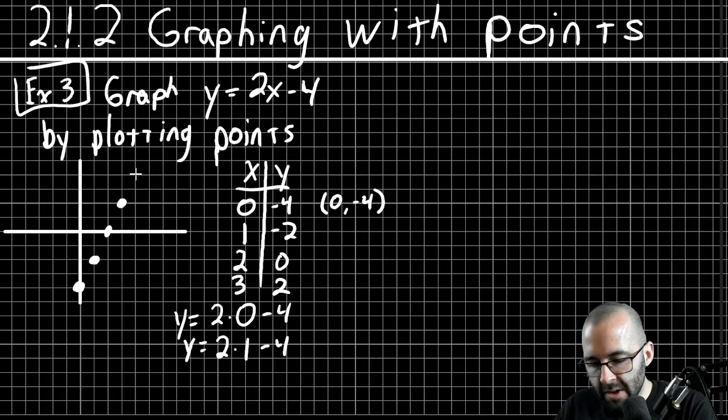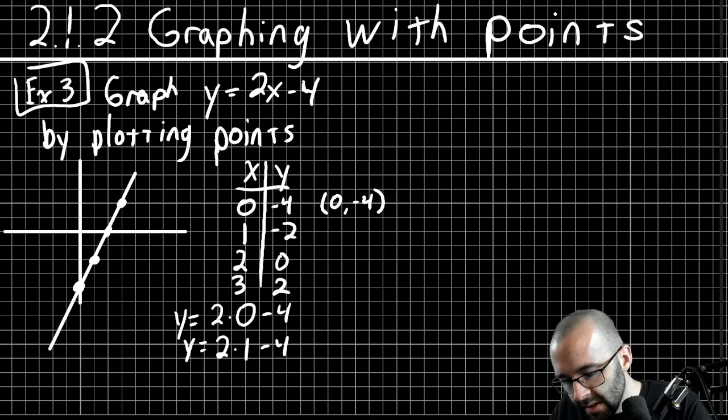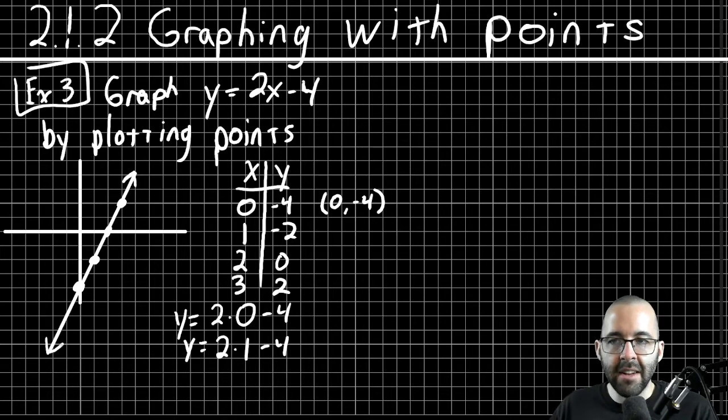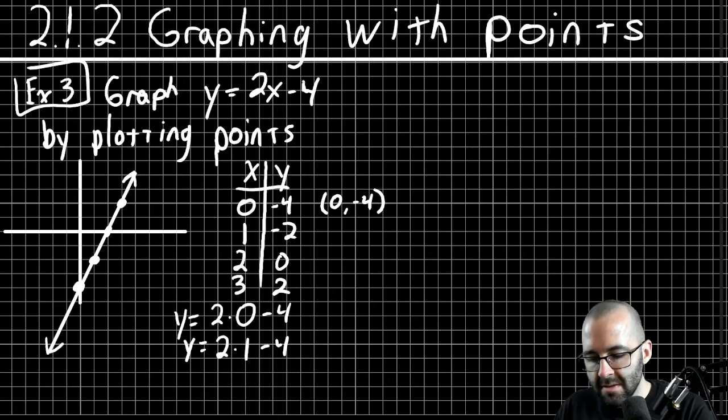And that's another way of graphing a line, okay? Maybe it looks something like this, and then it extends in every direction. We're going to draw arrows. And there we go. That is the graphed function by plugging in points.